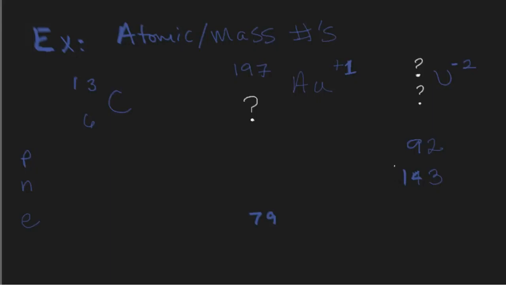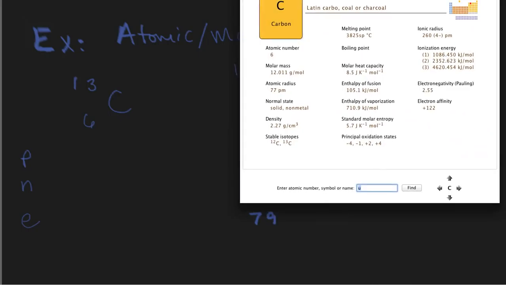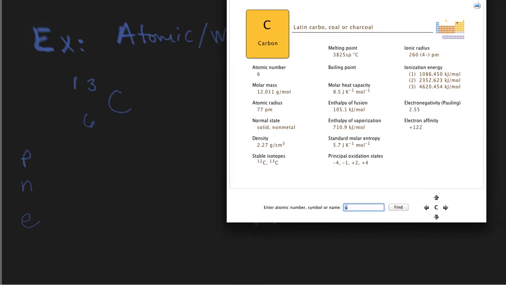Today we're going to be looking at examples of atomic numbers and mass number problems and how to get proton numbers, neutron numbers, and electron numbers from that information. So what do we do? Well, we first look at this. If you look at your allowable isotopes or stable isotopes, carbon-13 is one of them for carbon.